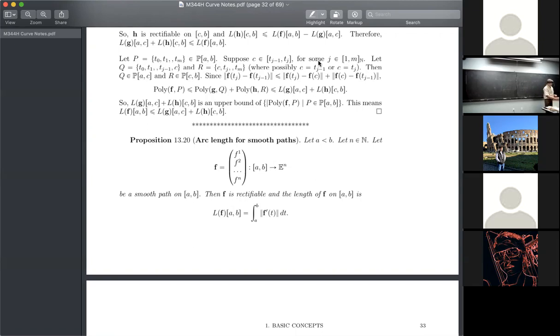Let me turn off the share just for a moment. What's on the board now, I hope you can see. This is called the arc length. This is what is in the book, although again, the author is only talking about 2 dimensions or 3 dimensions, so he's going to write stuff like this.